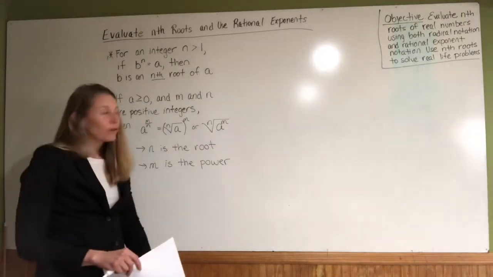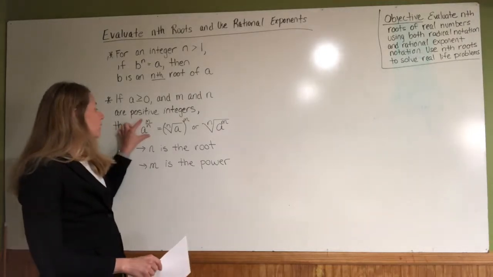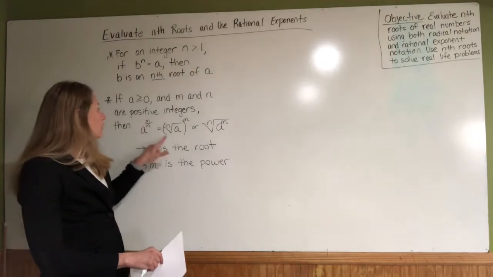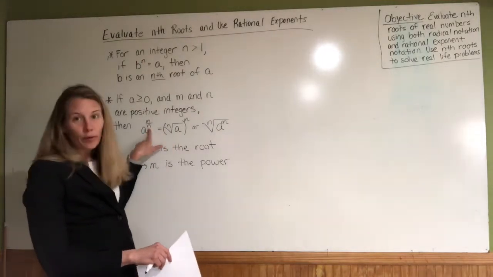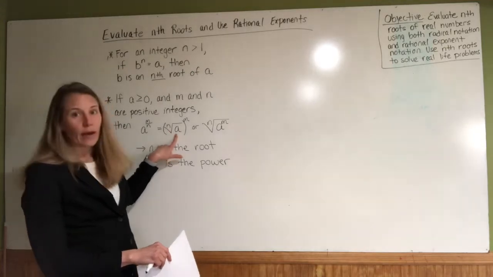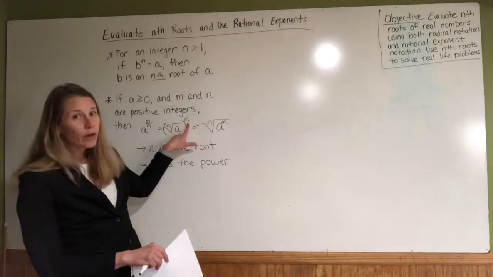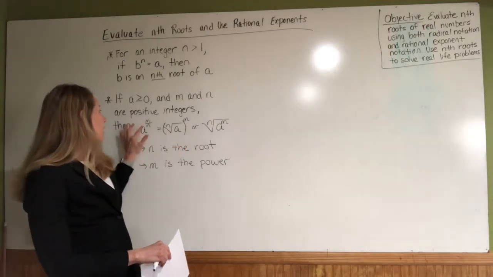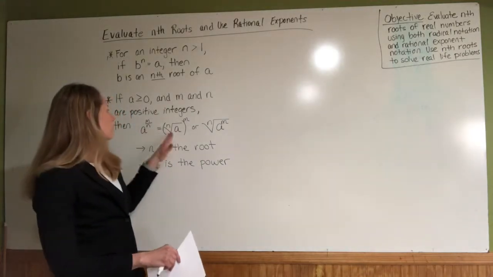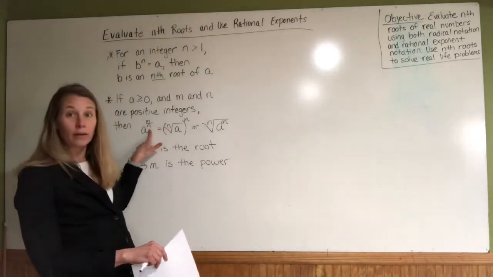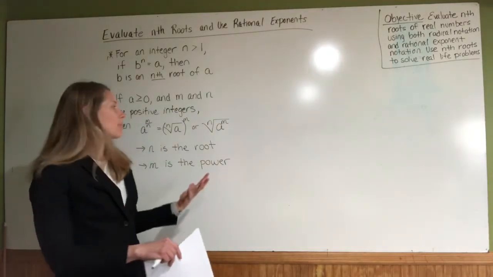If a is greater than or equal to 0 and m and n are positive integers, then a raised to m over n could also be written as a radical where the bottom number of the fraction becomes the root of that radical, and the top number of that fraction, the numerator, will become the power. The way I always remember this is that the root is on the bottom, just like roots on a tree. Roots are on the bottom, so the root is the number from the bottom, and the powers are the number on the top. So if you have the power, you're on top.